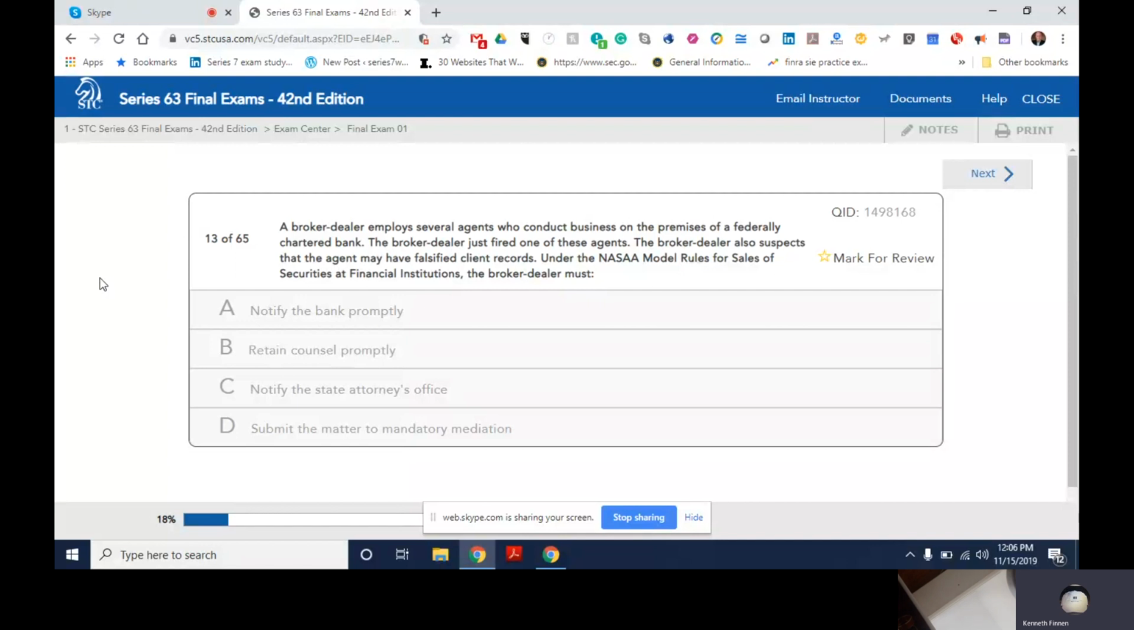Retain counsel? Well, that's obviously true, but that's not a rule. Notify the state's attorney's office? Why would you do that? And submit to mandatory mediation? There's no such thing as mandatory mediation. So whenever you have a broker-dealer on the premises of a bank, you are going to notify the bank promptly. Okay, give me 1 second.